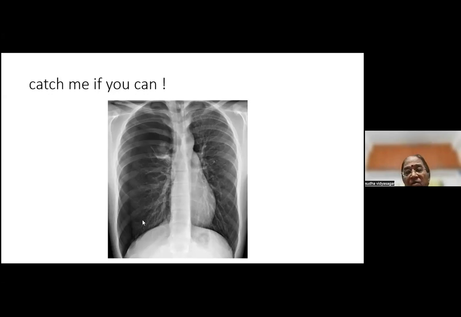Up to this, nice bronchovascular markings. The trachea is not very shifted. It's not a big pneumothorax, but it is there. It's a nice pneumothorax here. And what do you think is the etiology, looking at this X-ray?